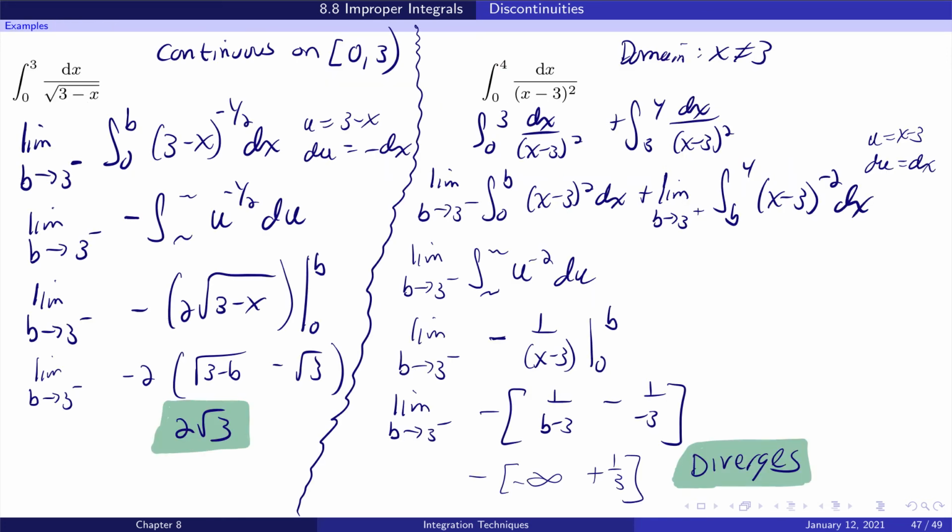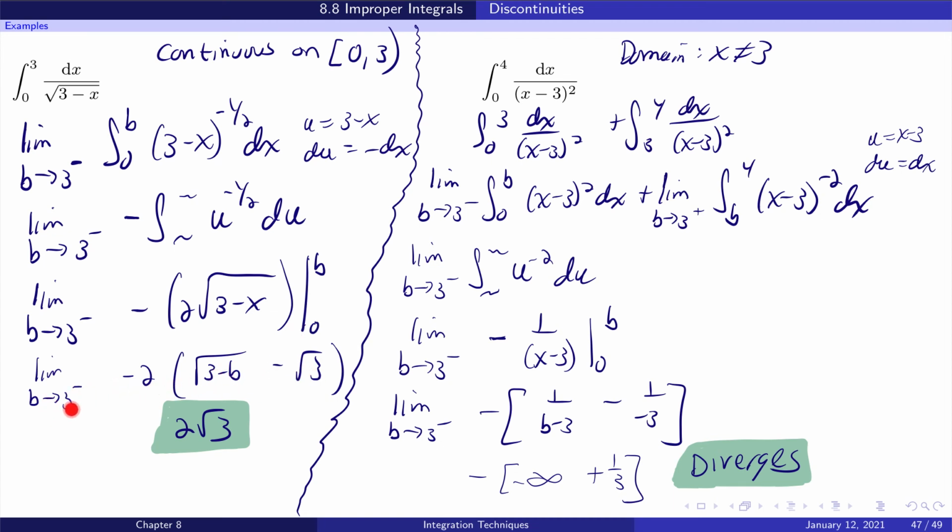So last two examples. In this first one, 0 to 3 looks okay, but if you look, you can't let x equal 3 because then you'd be dividing by 0. So you're going to replace the problematic open end 3 with b, approach b from the left, and then take the antiderivative that way. So with the u substitution, u is 3 minus x, du is a negative dx. You have u to the negative 1/2 with a negative on the outside. Antiderivative is 2 u to the 1/2, replace your u with 3 minus x, and now you're going to evaluate this between b and 0, substituting in b and substituting in 0, you get these two values.